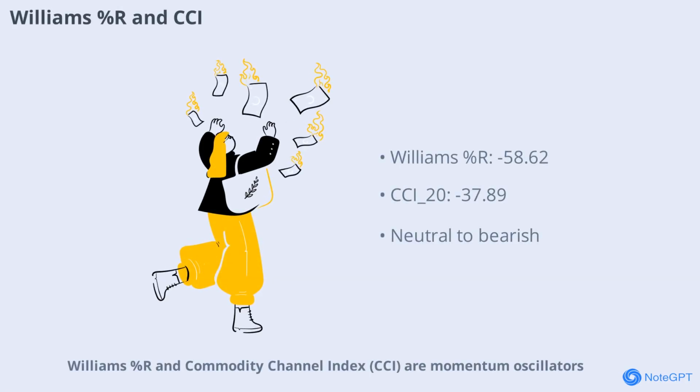Williams %R and Commodity Channel Index (CCI) are momentum oscillators. MVLL's Williams %R is -58.62 and CCI 20 is in neutral to slightly bearish territory, suggesting the stock is not currently overbought or oversold. These indicators can help spot reversals when they reach extreme levels.